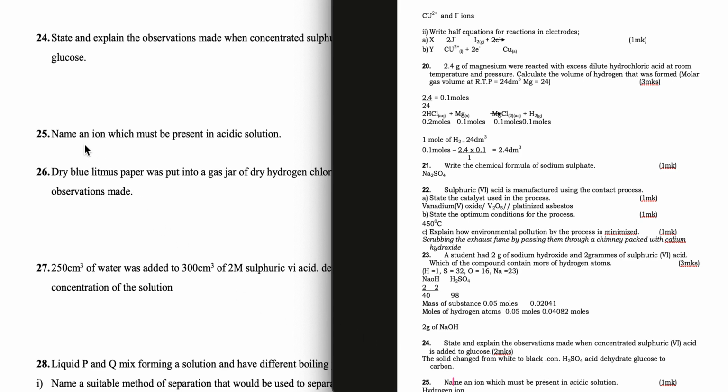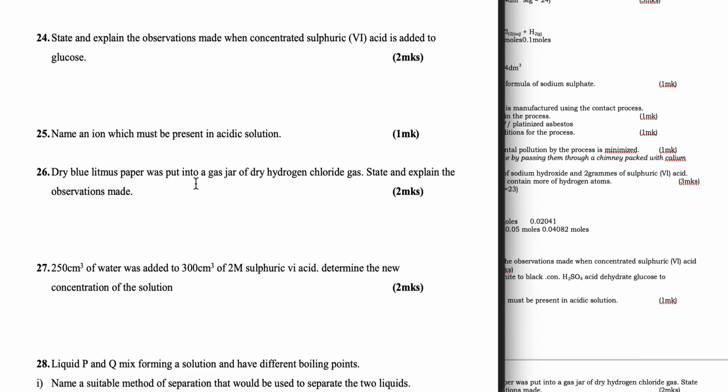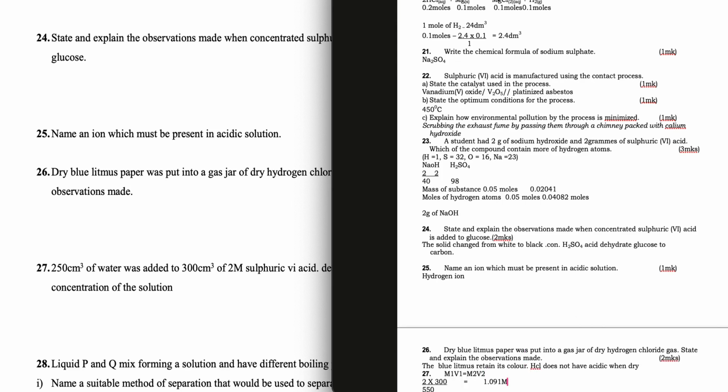Question 25. Name an ion which must be present in acidic solution. This is a hydrogen ion. Dry blue litmus paper was put into a gas jar of dry hydrogen chloride gas. State and explain the observations made. The blue litmus retains its color, because hydrogen chloride does not behave as an acid when dry.